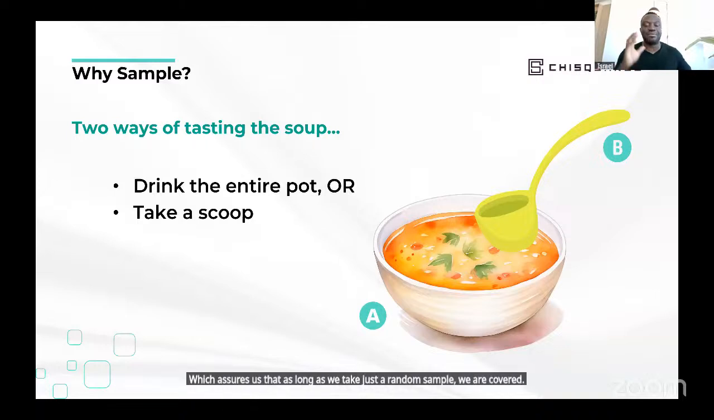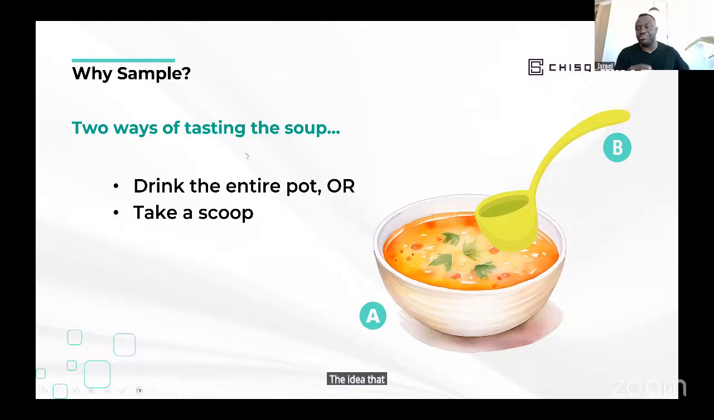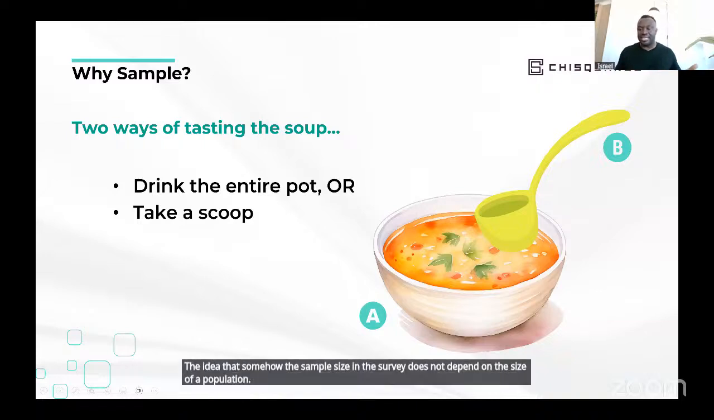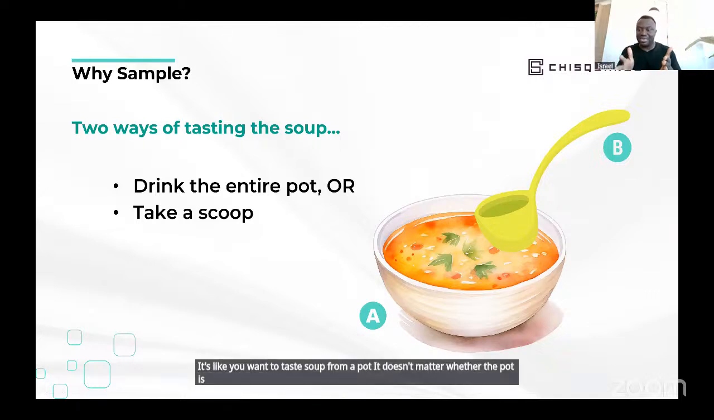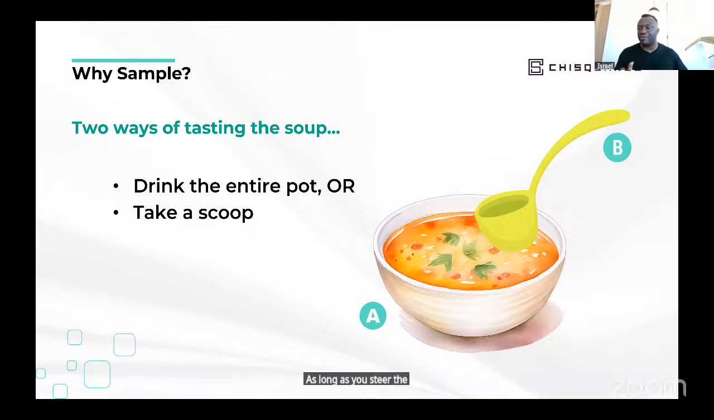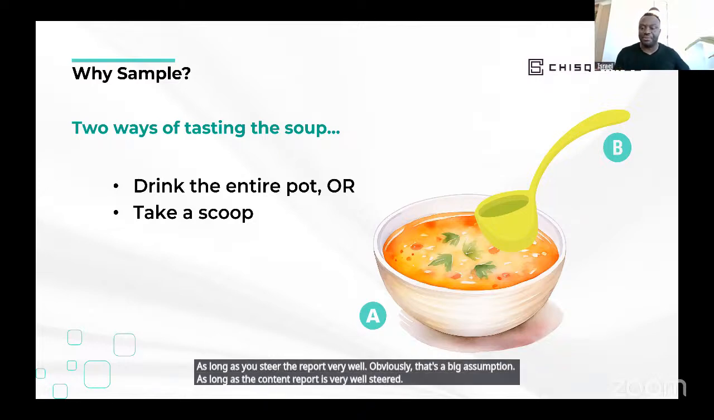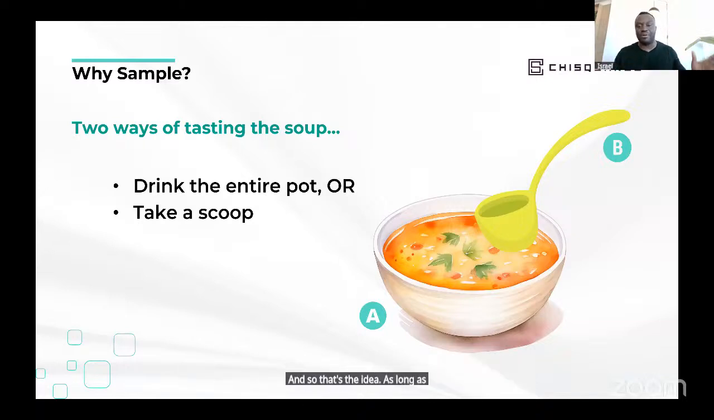Again, this is something that most people cannot wrap their head around: the idea that the sample size in a survey does not depend on the size of the population. It's like you want to taste soup from a pot. It doesn't matter whether the pot is this big or this big. The amount of soup you need to take to taste is just small. It doesn't really matter on the size of the pot, as long as you stir the pot very well. Obviously, that's a big assumption. As long as the contents of the pot are very well stirred, you can take a random sample. And so that's the idea. As long as we take a random sample of our population, it is fit for use and fit for purpose.